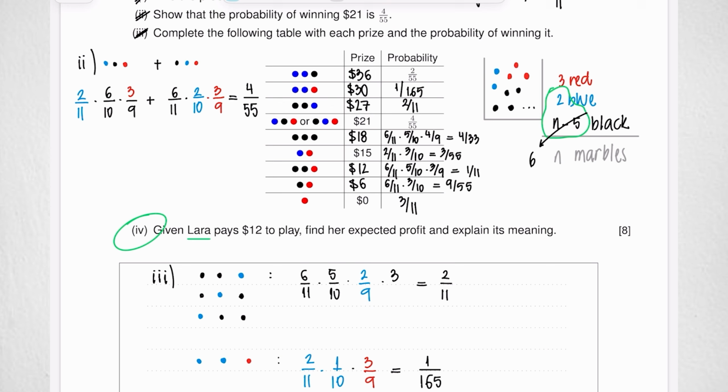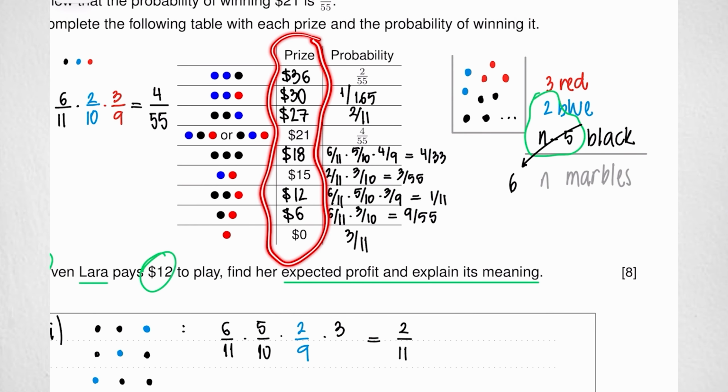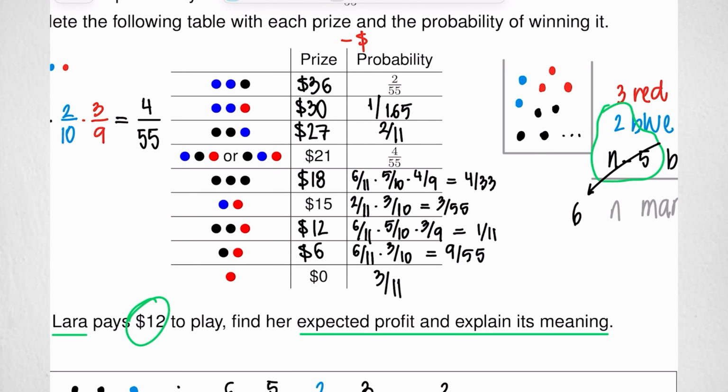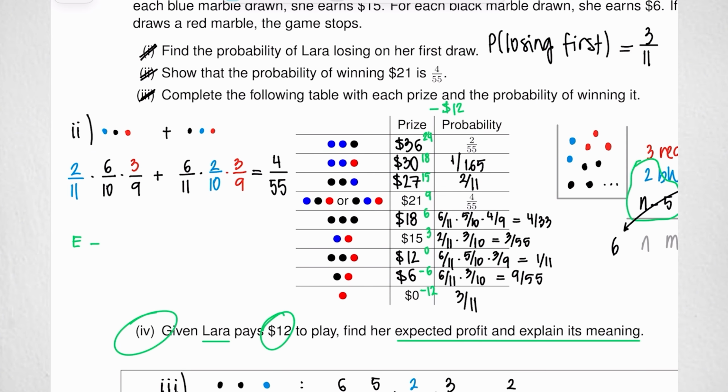Given that Lara pays $12 to play, find her expected profit and explain its meaning. Now, this is the prize for each scenario, which does not represent the profit. The profit is for each one of these cases, whatever these are, minus $12, which means over here 24, and then 18, 15, 9, 6, 3, 0, negative 6, and negative 12.